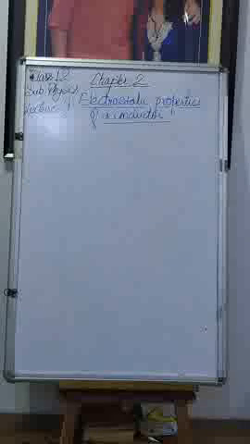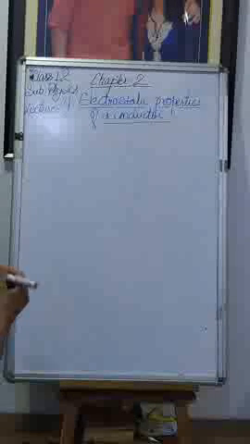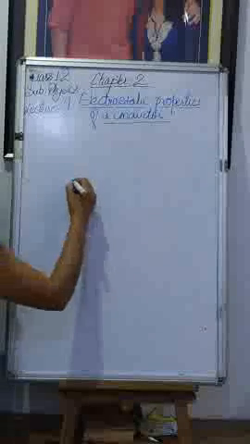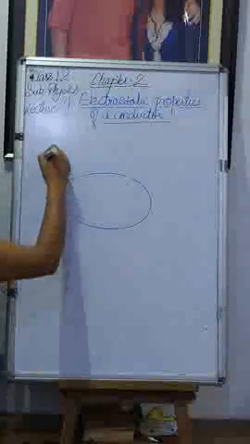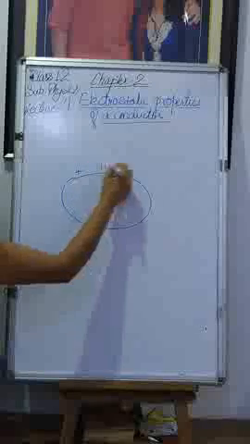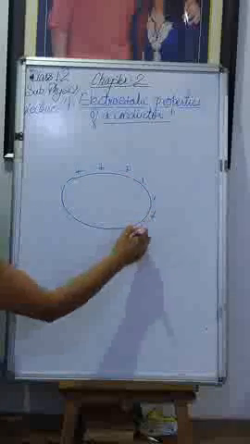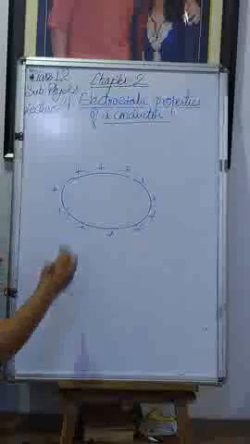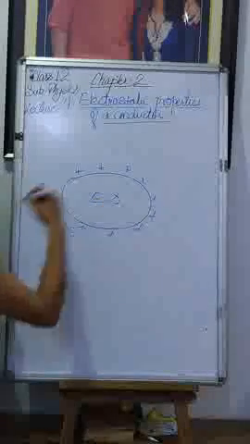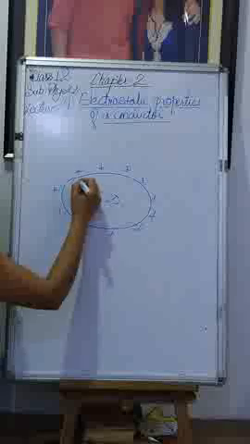The third property says that the net charge in the interior of a conductor is 0, and if any excess charge is given, then it always resides on the surface of the conductor. So if any conductor is taken and any excess charge is given, then this charge always resides on the surface, and inside it the electric field is 0. This is according to the property. Now let us prove that.